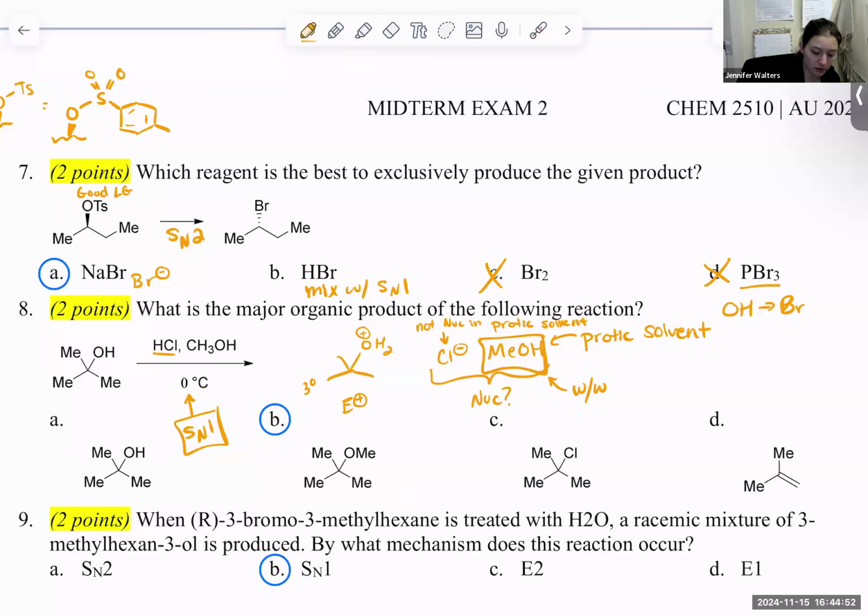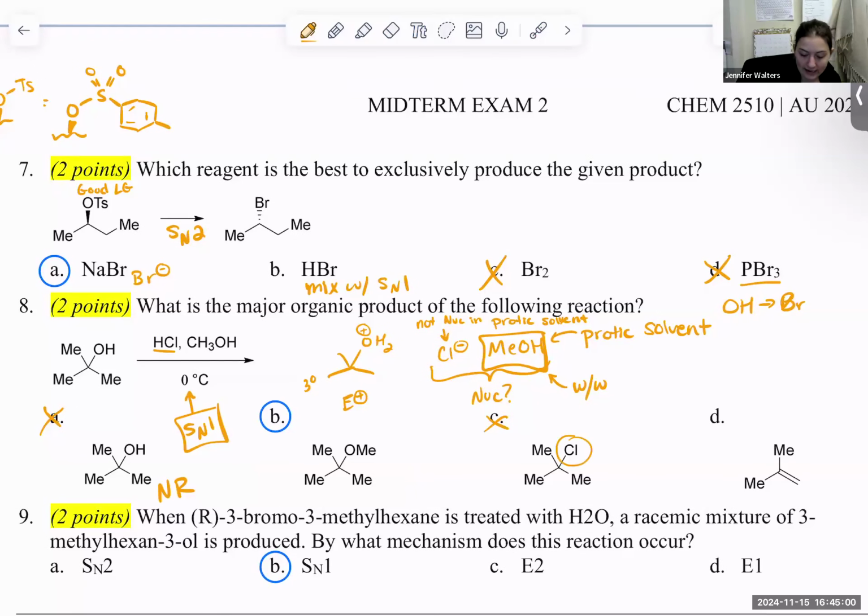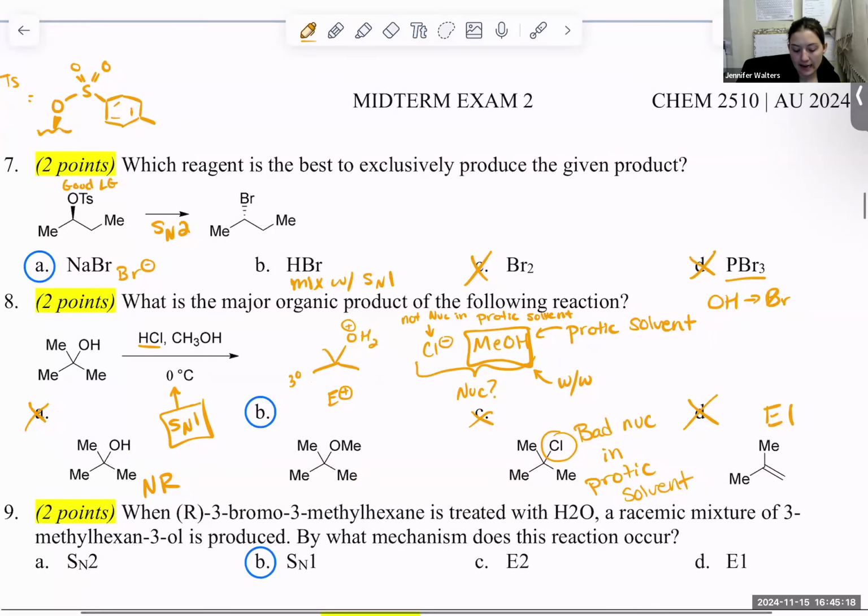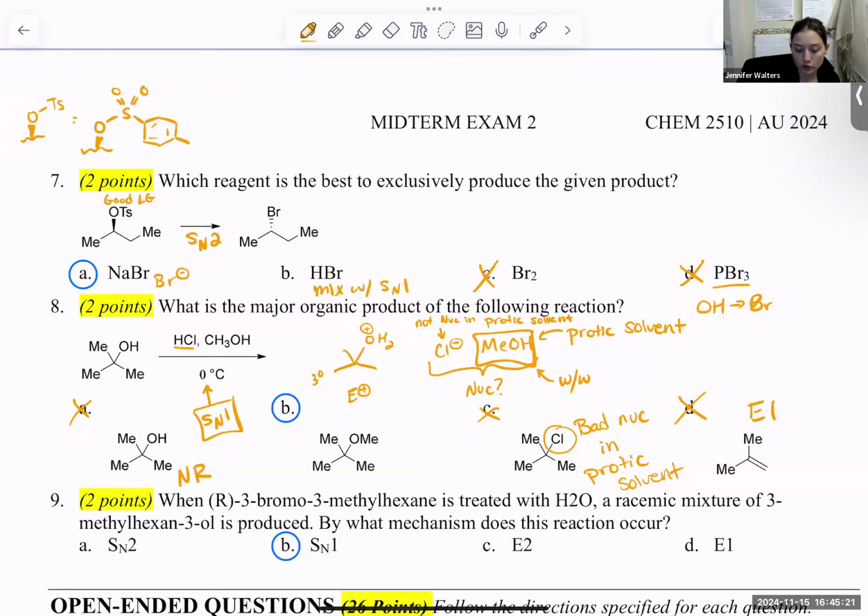A is incorrect. That's assuming that there's no reaction. C is incorrect because chloride is not a nucleophile in protic solvent. And then D is incorrect because of the temperature. So this would have been an E1 reaction, and we are cold. If it was room temperature or heated, then that would have been the product. Any questions about number 8?